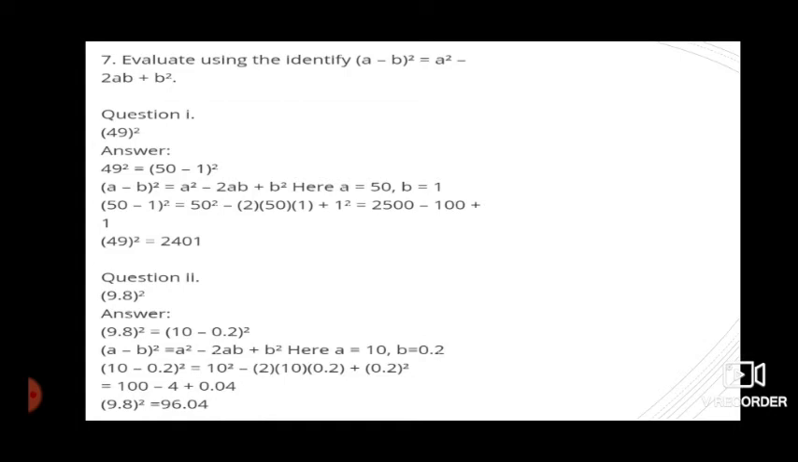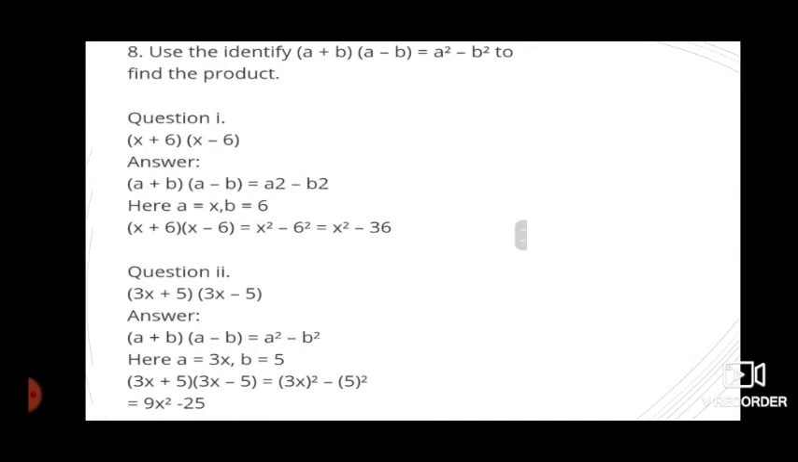Now simplification. 10 square means 10 into 10, 100, minus the middle term 2 into 10 into 0.2, 20 into 0.2 means 4 we will get, plus 0.2 whole square means 0.2 into 0.2. If we multiply, we'll get 0.04. Finally, 9.8 whole square is equal to 100 minus 4, 96, plus 0.04, 96.04.